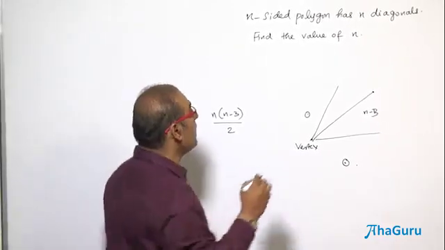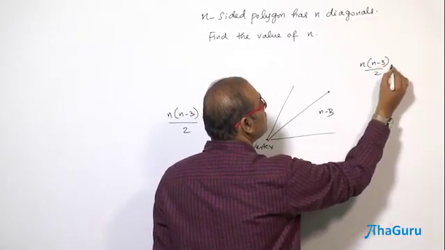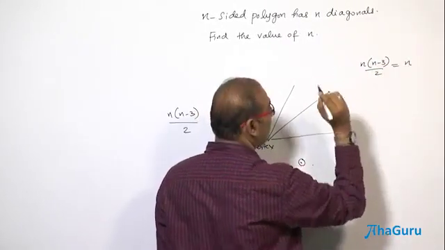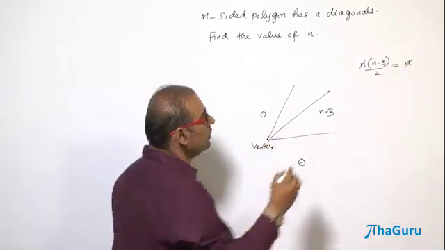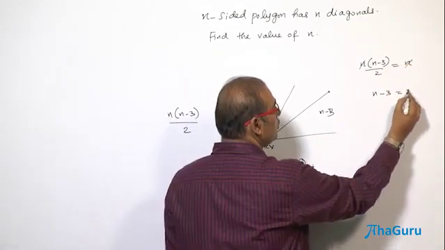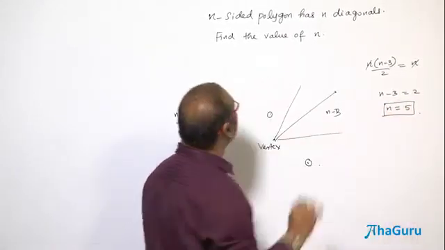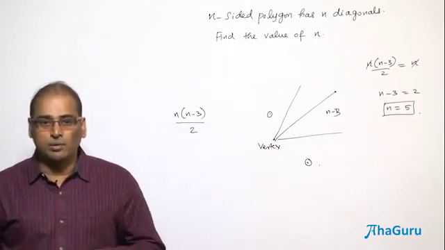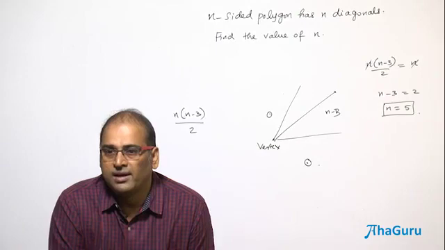Correct? So n into (n minus 3) by 2 is going to be n. Correct? So n you can cancel because it's not going to be 0. So n minus 3 is 2. N equals 5. So a 5-sided polygon will have how many diagonals? 5 diagonals. Are you able to understand?